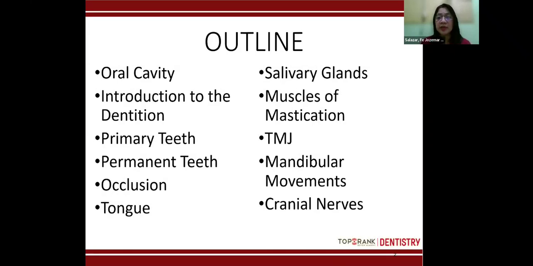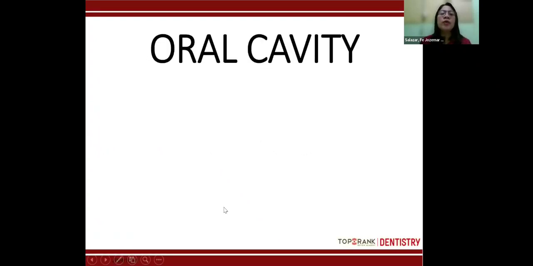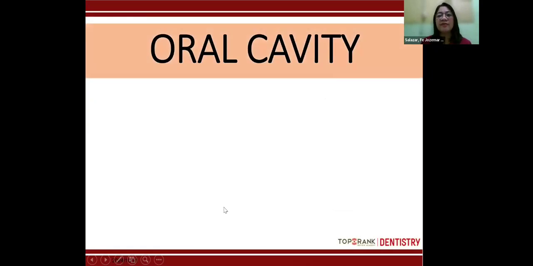Then we have occlusion, and then you have the tongue, salivary glands, muscles of mastication. Then we have the temporomandibular joint and mandibular movements, and then the cranial nerves. Today we will be discussing 2/3 of your final coaching material, so around 67 questions, hopefully matapos natin today. So let us now discuss the oral cavity.